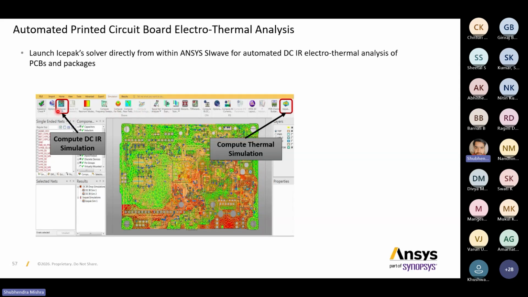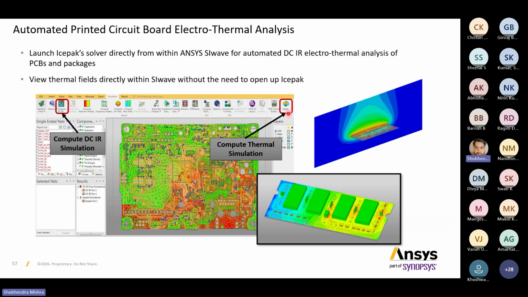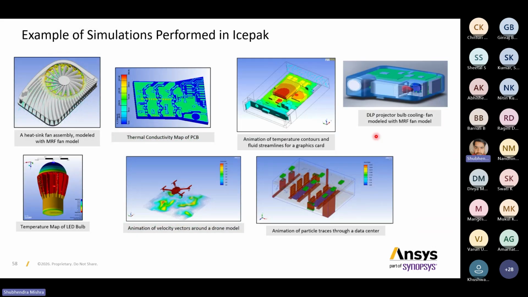When I talk about thermal analysis, first you need to do the DCIR, and after completing the DCIR, when the current and voltage plot is ready, you can directly export that to Icepak and proceed with the thermal simulations. So here the thermal part is evaluated: the PCB models and how the temperature is distributed all over the PCB. These are the multiple simulations which we have performed for this Icepak.